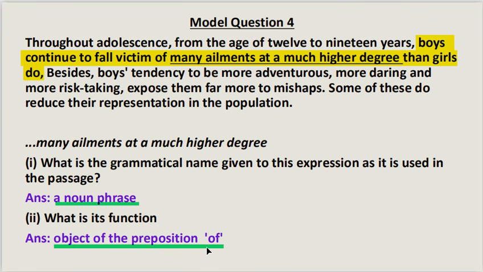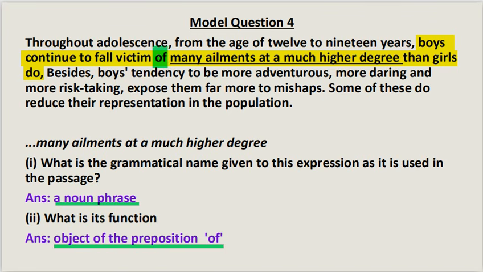Now this one, because it comes after the preposition of, then it functions as the object of a preposition. Whenever a noun phrase or a noun clause comes after a preposition, it usually functions as the object of that preposition. So in this case, the function of this one is the object of the preposition of. Grammatical name, noun phrase, grammatical function, it functions as the object of the preposition of.